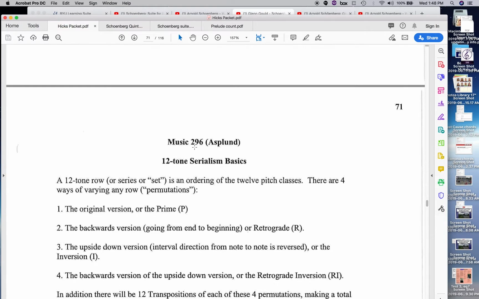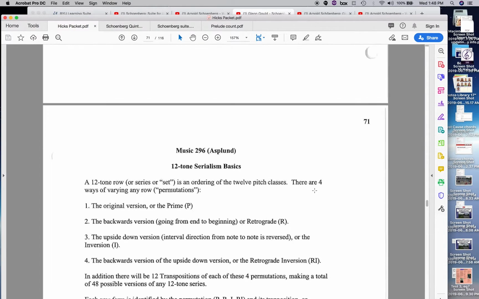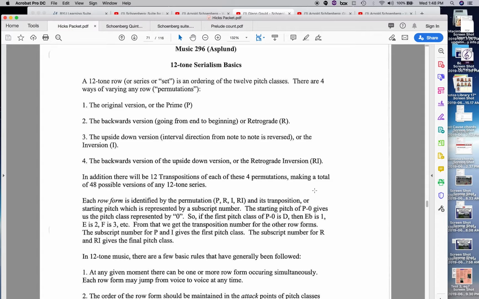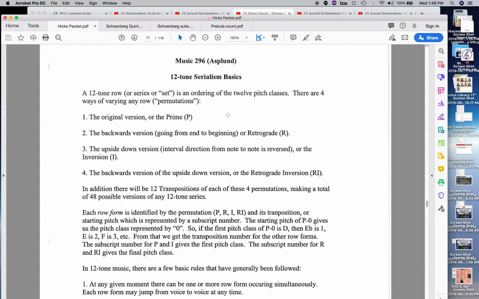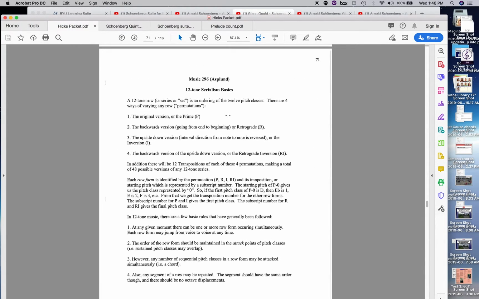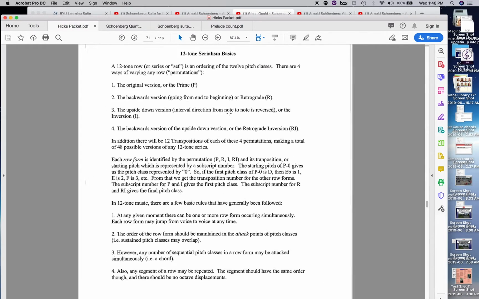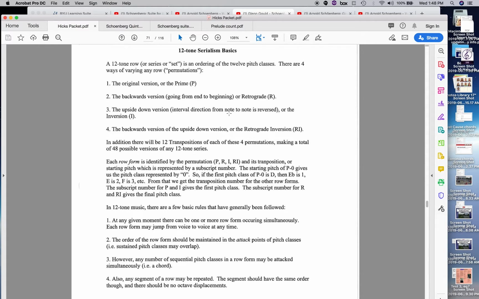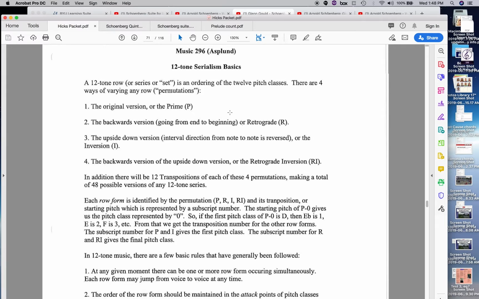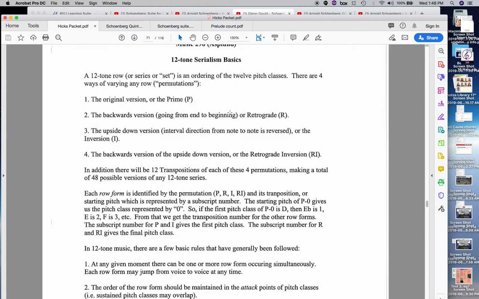Okay, now this is a good place to go next. This is a little one-page cheat sheet that I think pretty much covers everything, at least in terms of the method itself and its rules and principles. So let's go over this quickly.